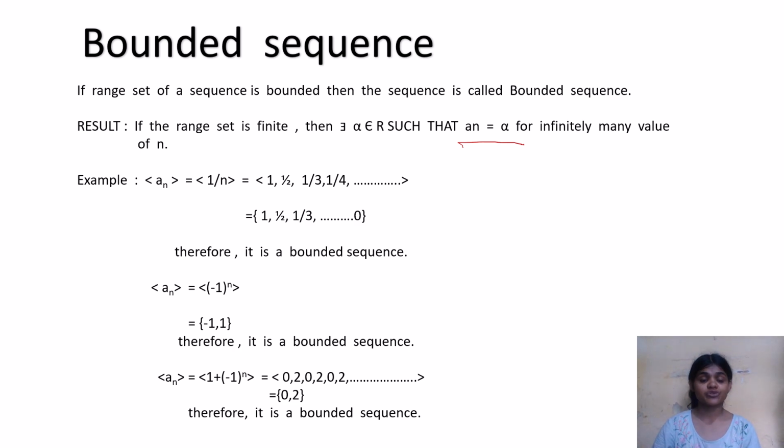Let sequence of an is equal to 1 by n, which is 1, 1 by 2, 1 by 3, 1 by 4 and so on. Its range set is 1, 1 by 2, 1 by 3 and it goes up to 0. Therefore, it is a bounded sequence. Now take another example. Sequence of an is equal to (minus 1) to the power n, and its range set is minus 1, 1. Therefore, it is a bounded sequence. Now take another example. Sequence of 1 plus (minus 1) to the power n is 0, 2, 0, 2, 0, 2 and so on. Its range set is 0, 2. Therefore, it is a bounded sequence.